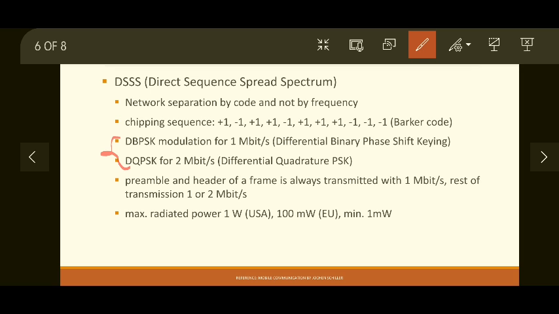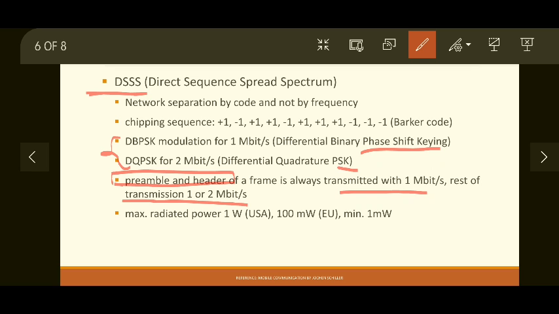So remember, these modulation schemes are different. Since this is code related, we are going for phase shift keying. If it is frequency related, that is FHSS, we will go for frequency shift keying. Now another important aspect is preamble and header, which is part of your frame, is always transmitted with 1 Mbps and payload may be transmitted with 1 or 2 Mbps.